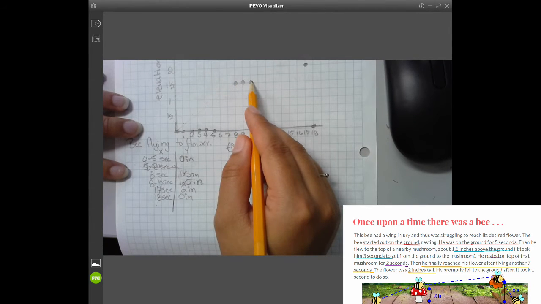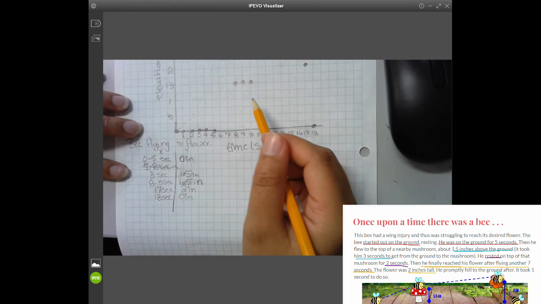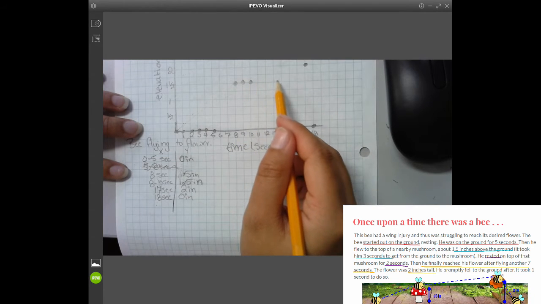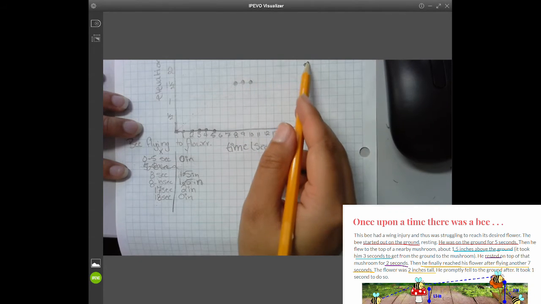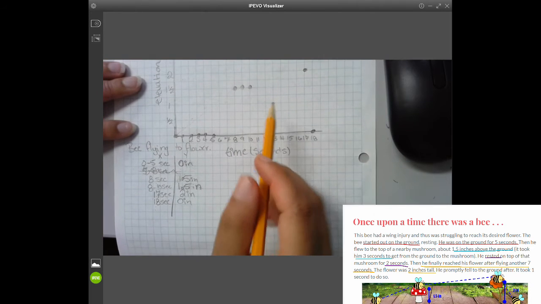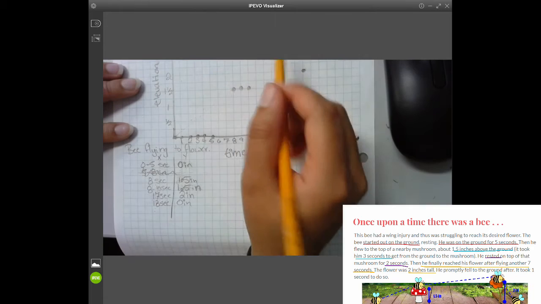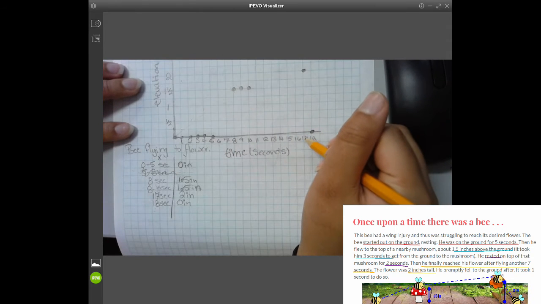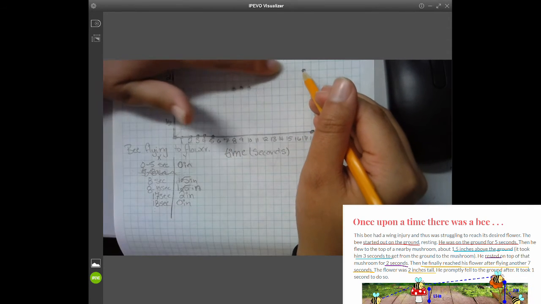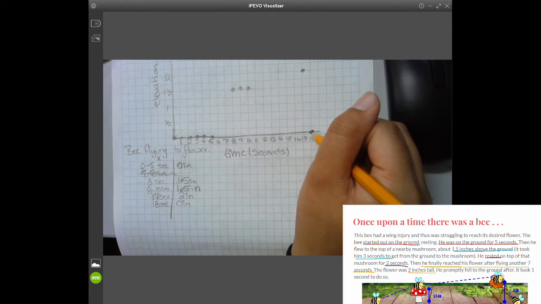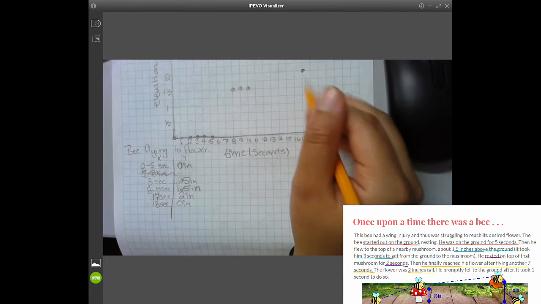He's resting on that mushroom. And then it takes him 7 seconds. So I go 1, 2, 3, 4, 5, 6, 7, all the way to 17. He's 2 inches tall, according to our problem. And I just wrote that there, and it's up here too, right? So I go up to 17 seconds, and I say that's 2 inches. And then after a second, he falls to the ground, so he's 0 inches tall.